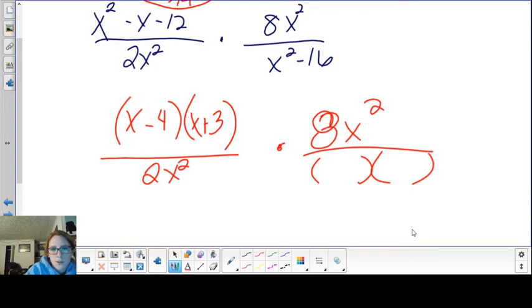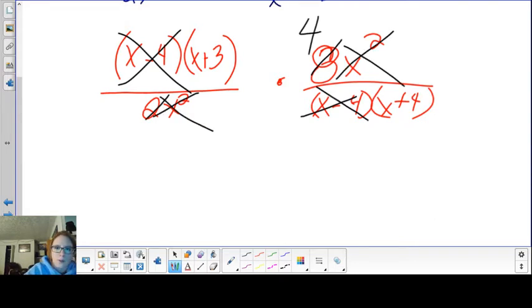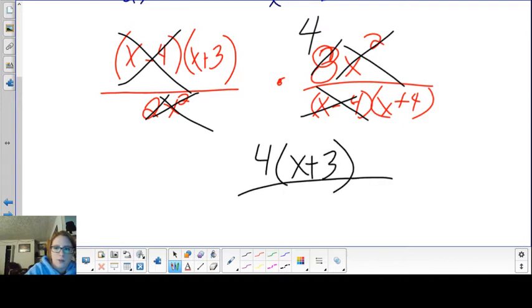Well, multiplies to x squared, I get x and x. Multiplies to negative 16, adds to 0. Is a negative 4 and a plus 4. So let's go ahead and divide some stuff out. So goodbye to my x minus 4s. 8 divided by 2 gives me a 4. X squared cancels out with my x squared. So I'm left with 4 times x plus 3 over x plus 4.